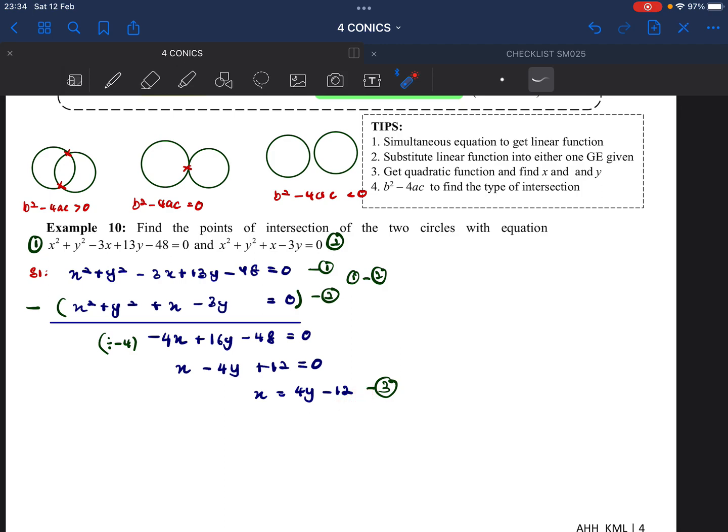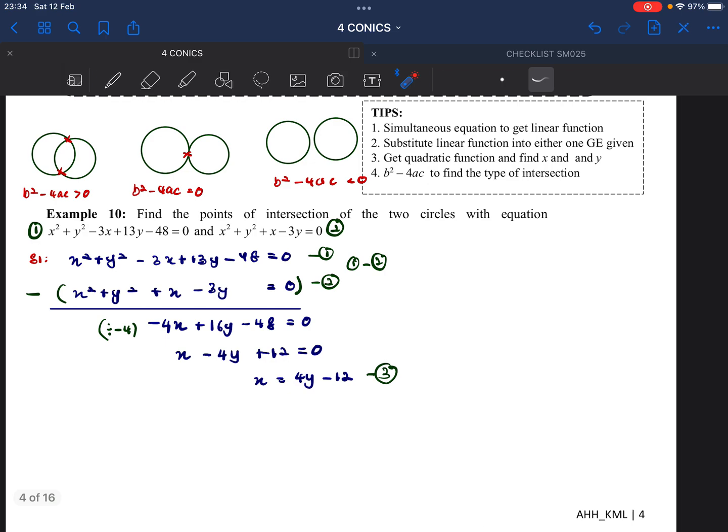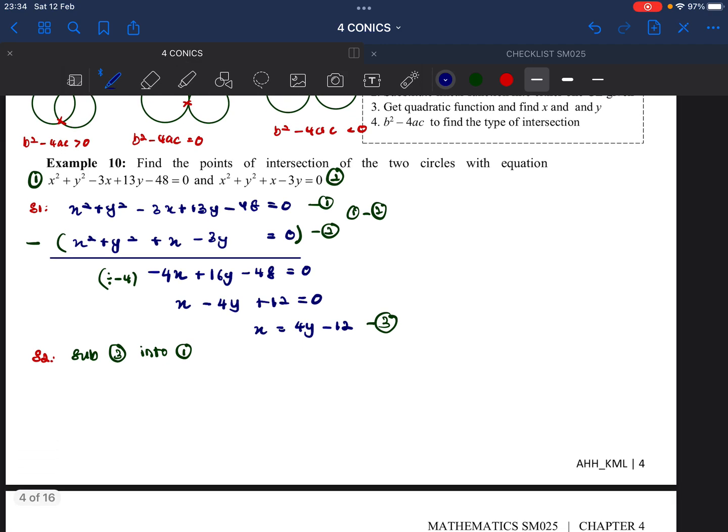For step 2, we are going to take equation 3 and substitute it into either one of the equations. Substitute 3 into 1 or 2, it doesn't matter. That is your step 2. We are going to substitute equation 3 into 1. We have already made x the subject, so here we will have (4y minus 12) square plus y square minus 3(4y minus 12) plus 3y minus 48 equals 0.